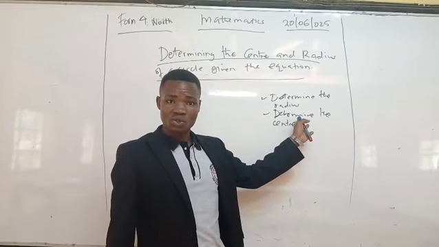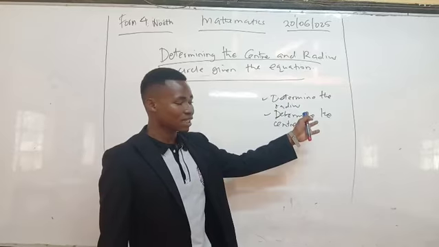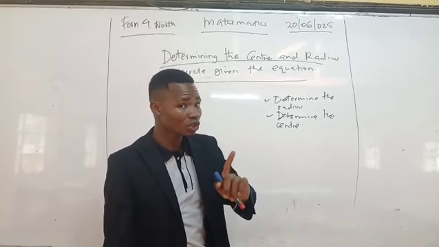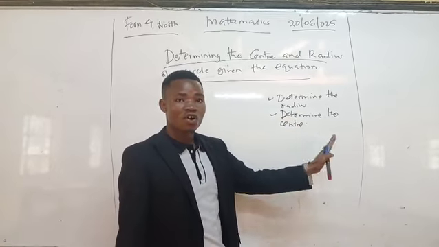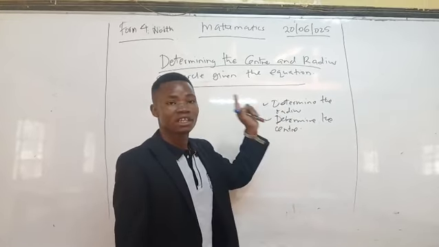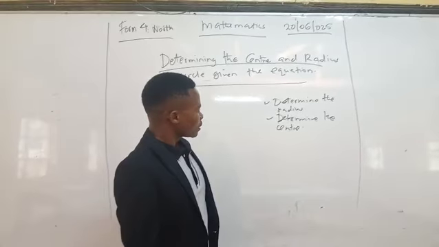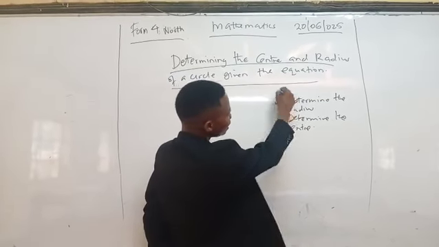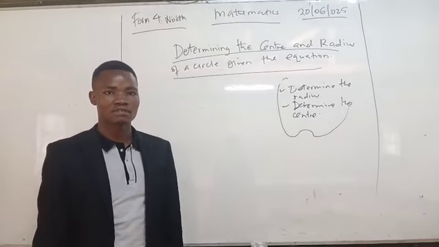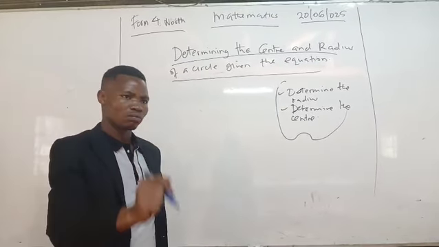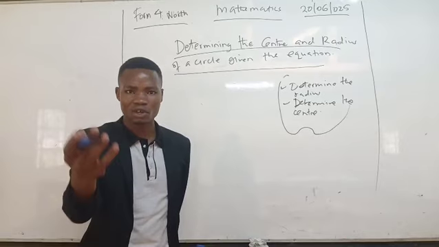At the end of the lesson, students, you should be able to determine the radius of the circle given the equation. You also should be able to determine the center of the circle given the equation. So look at this. These are the objectives for today. Now, let us look at several examples.